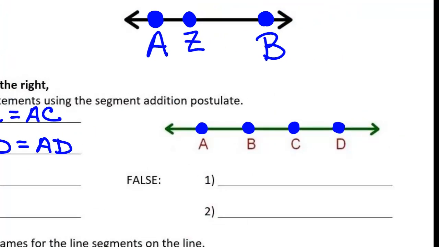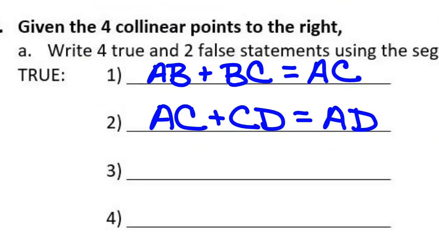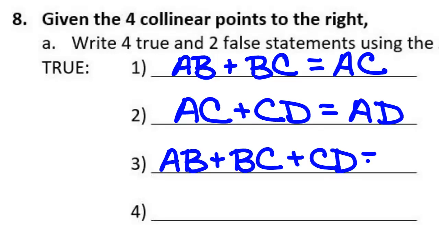I have 3 smaller segments in the picture. 1, 2, 3, right here. If I take all 3 of those and add them together, AB plus BC plus CD, what would it give me? AD. Segment AB plus BC plus CD equals AD.